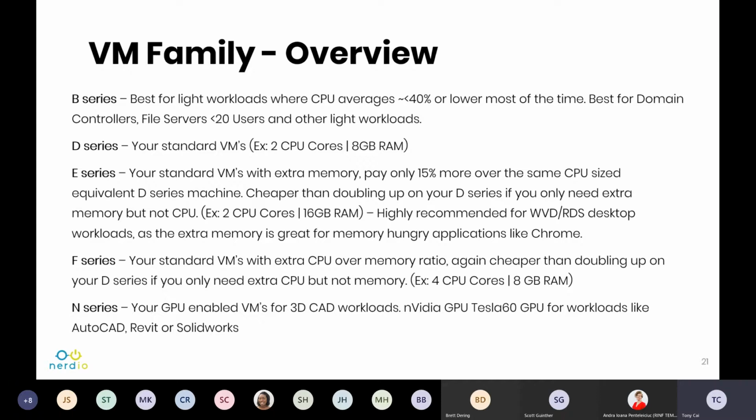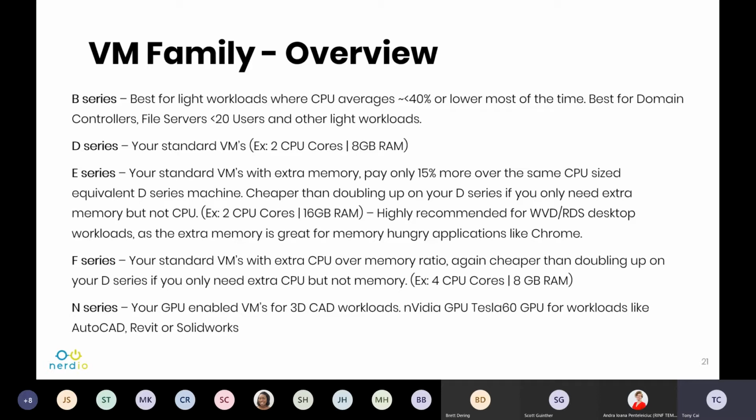Then you have your E series machines, which are basically your standard machines, but with extra memory, right? So you get double the memory and only pay 15% more for the same size CPU equivalent of the D series machine. So what does that mean? Let's say you have a 2-core 8 gig of RAM machine, right, for let's say $38 a month. You can get a 2-core 16 gig of RAM machine for just 15% more money than that, right? So you have to look at your workloads and determine, does my application need more memory, or does my application require more CPU, right?